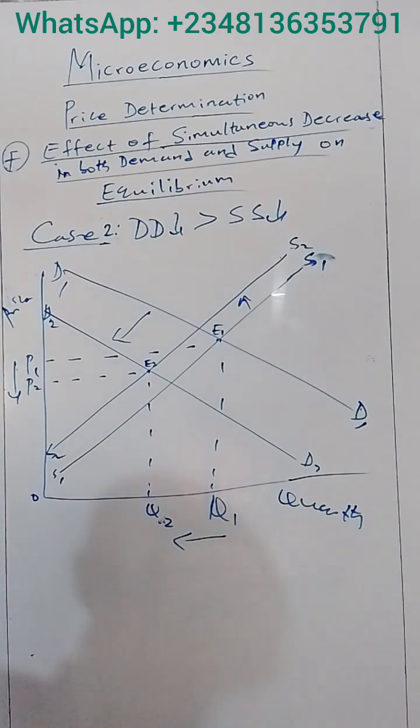So overall effect is that when there is a simultaneous decrease in both demand and supply, such that the decrease in demand is greater than the decrease in supply, the effect will be that the equilibrium price will fall and the equilibrium quantity will also fall.